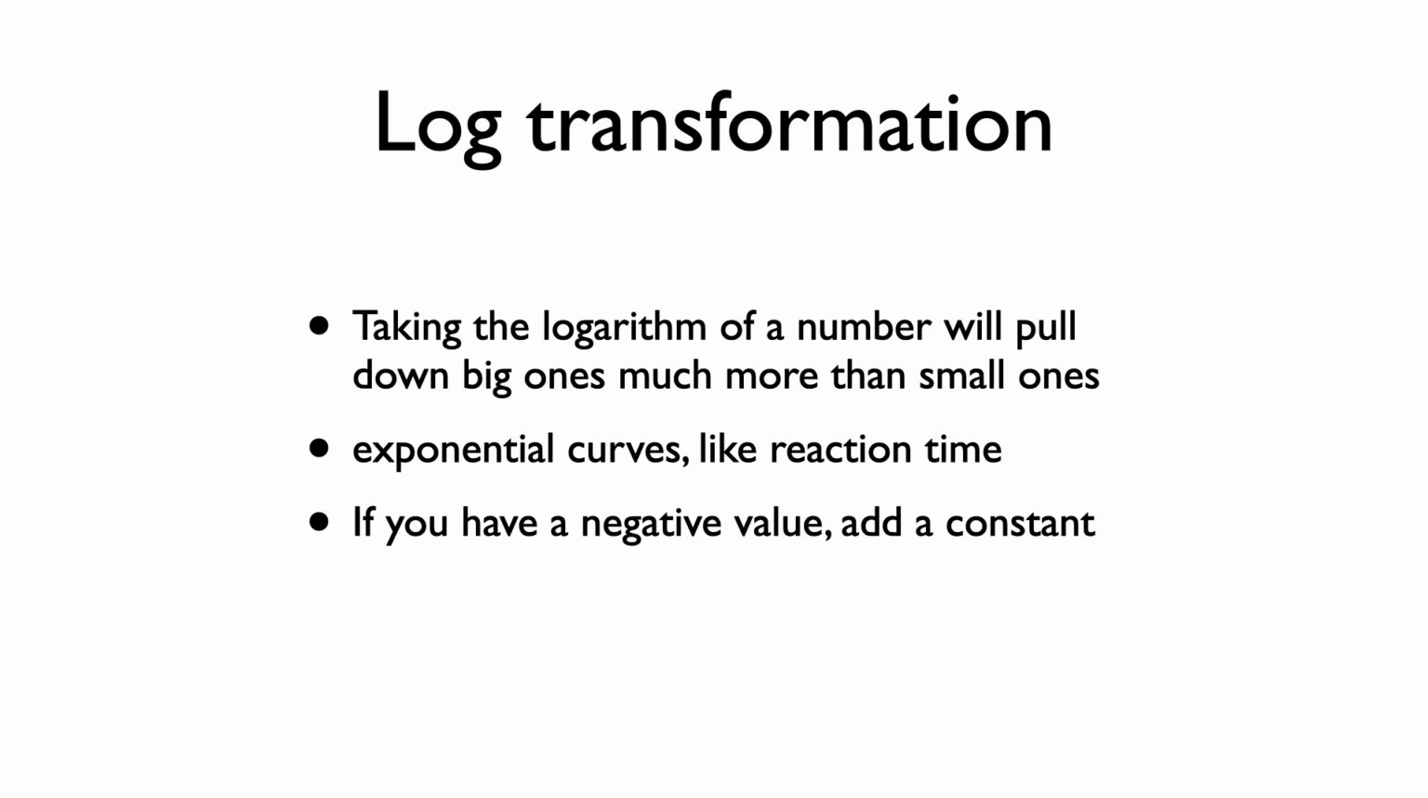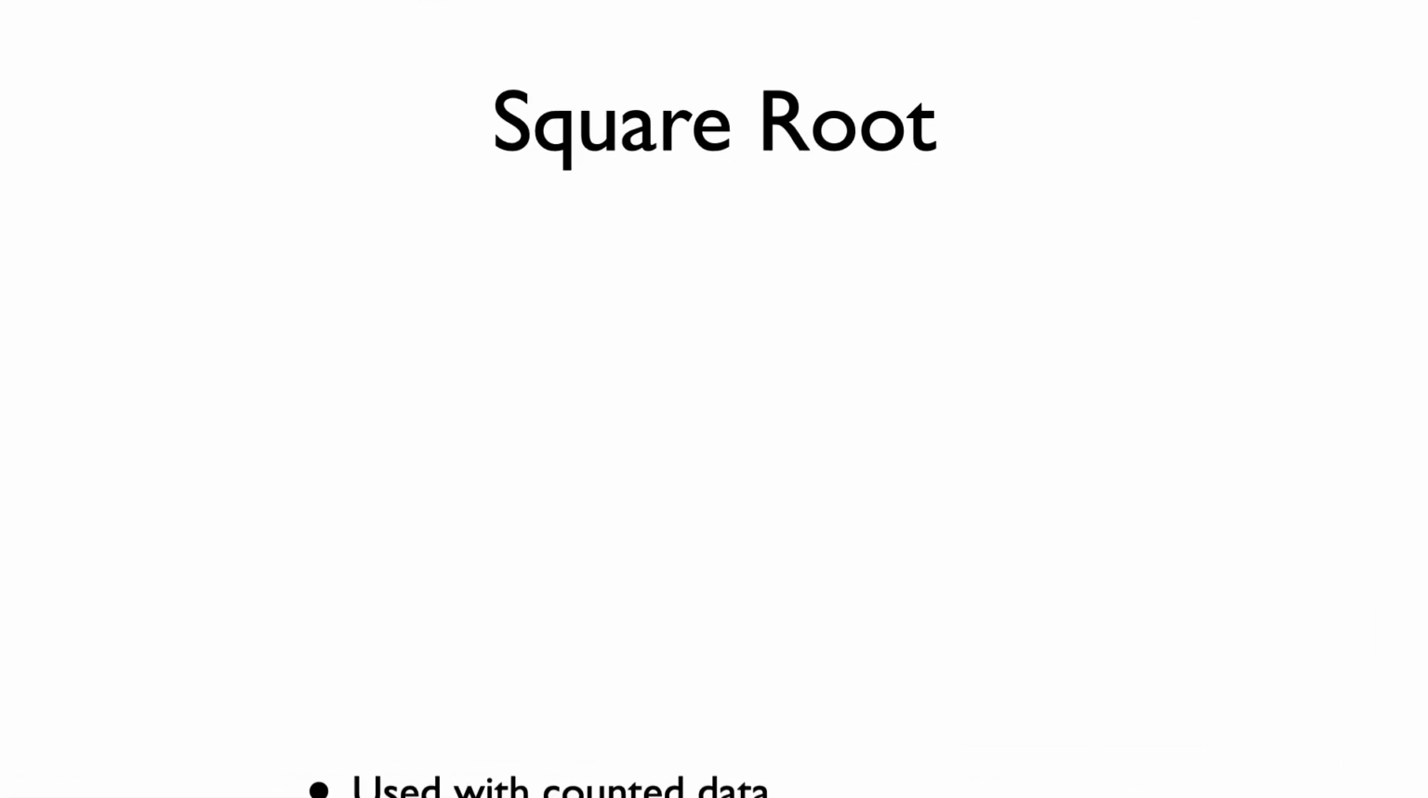So reaction times are very often just log transformed right away. Now you might say, well, Dave, you said you can't take a log of a negative number. No, you can't. It's just add a constant. So let's say your lowest number is -3. Just add 4 to all of them, and then take the log. Okay. Questions? So that's one way to go. So it's log of x plus y, in that case. What about a square root?